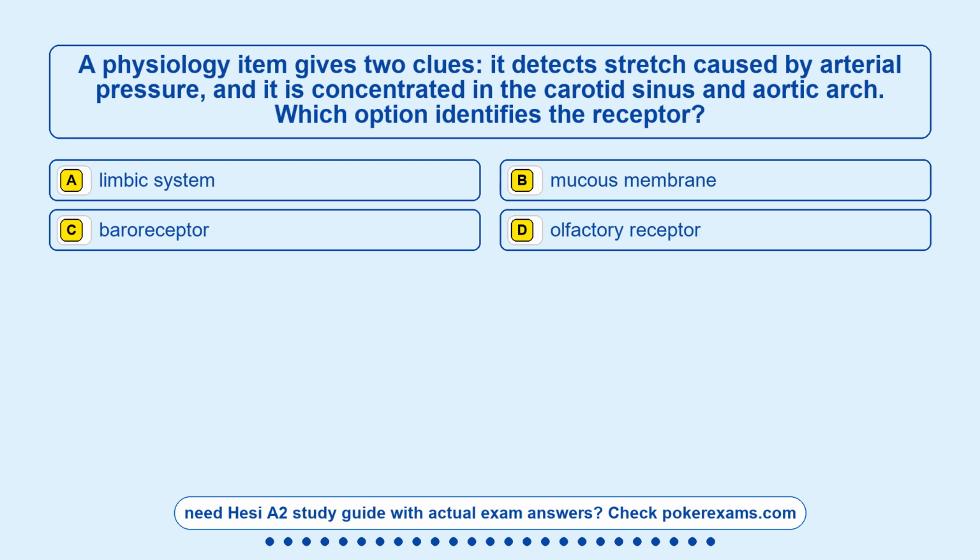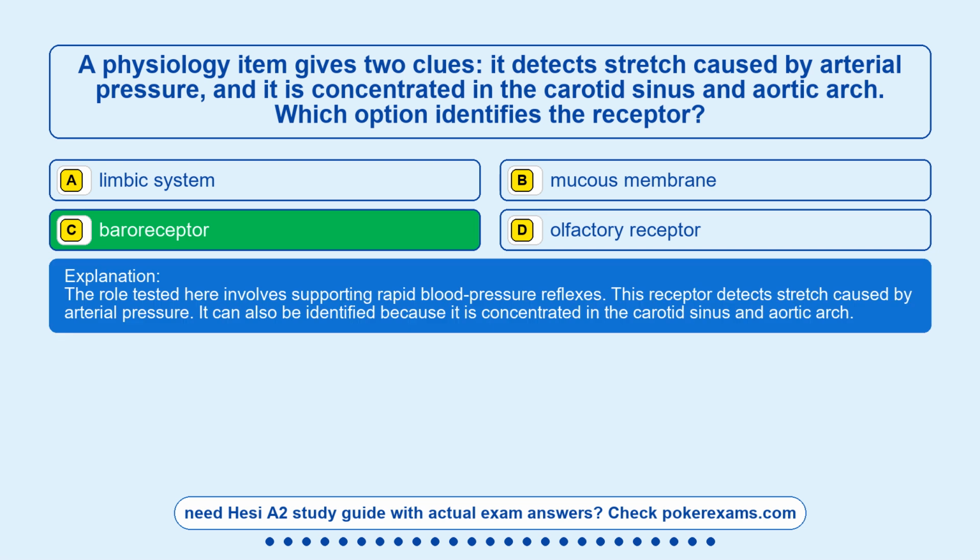Question 3. A physiology item gives 2 clues. It detects stretch caused by arterial pressure, and it is concentrated in the carotid sinus and aortic arch. Which option identifies the receptor? Option A, limbic system. Option B, mucous membrane. Option C, baroreceptor. Option D, olfactory receptor. The correct answer is option C, baroreceptor.